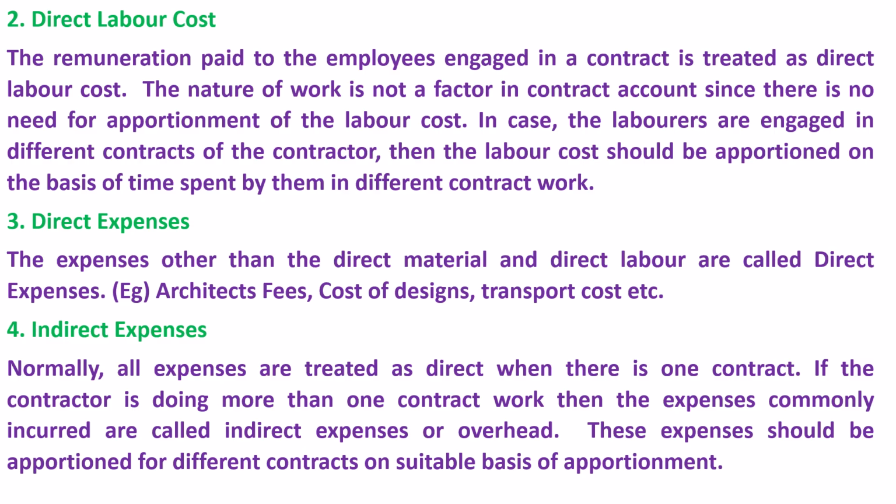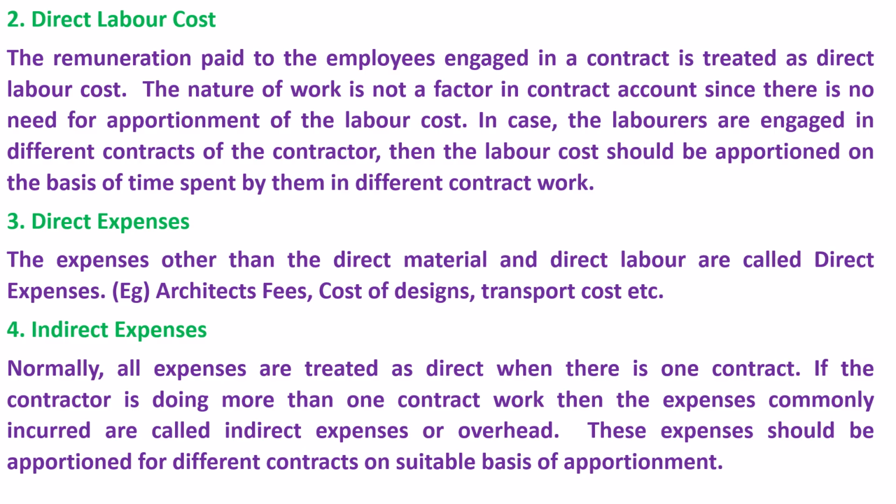2. Direct labor cost. The remuneration paid to the employees engaged in a contract is treated as direct labor cost. The nature of work is not a factor in the contract account, since there is no need for apportionment of the labor cost. In case the laborers are engaged in different contracts of the contractor, then the labor cost should be apportioned on the basis of time spent by them in different contract work. 3. Direct expenses. The expenses other than direct material and direct labor are called direct expenses. Example: architect's fees, cost of designs, transport cost, etc.